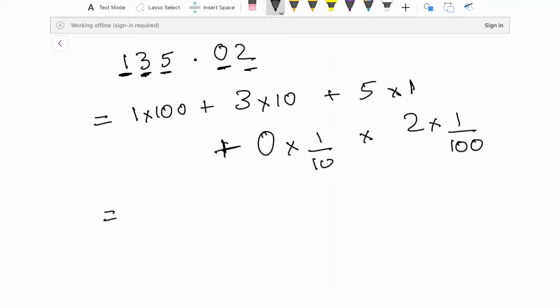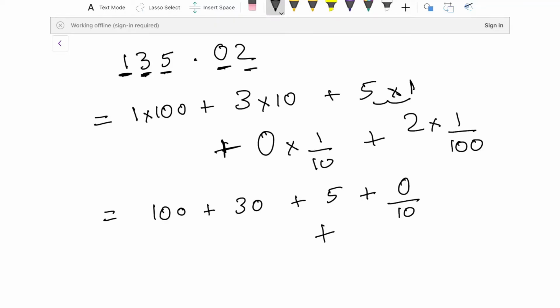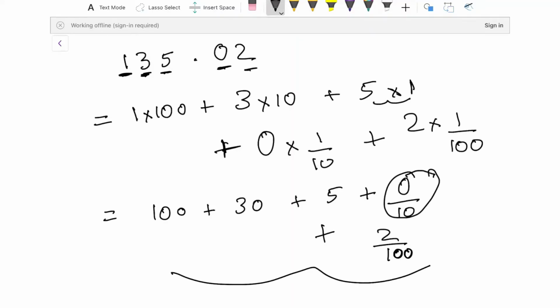That's it. So this is 100 plus 3 into 10 is 30, plus 5 into 1 is 5, plus 0 into 1 by 10 is 0 by 10, which is 0. Sorry, this is plus 2 into 1 by 100 is 2 by 100. Right? This is your expanded form. 0 by 10 can be left out because 0 by 10 is 0. So this is how you can write the expanded form of a decimal number.